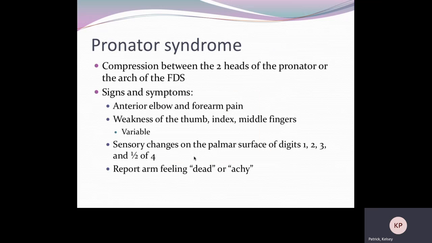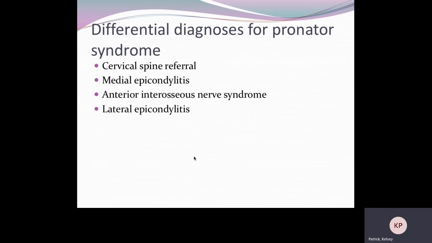Now we will discuss some pathologies that you will see as a result of median nerve compression. Pronator syndrome occurs when the median nerve is compressed between the two heads of the pronator and the arch of the FDS. This typically presents as anterior elbow and forearm pain. Some sources report weakness of the thumb, index, and middle fingers due to involvement of the FPL, FDP, and FDS. Sensory changes will occur on the palmar surface of digits 1 to 3 and half of 4. These patients often report feeling achiness or a dead feeling in the arm.